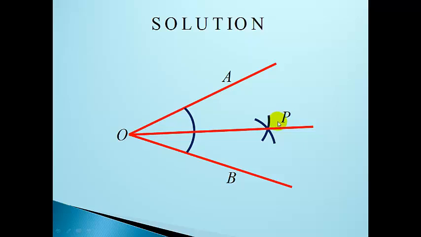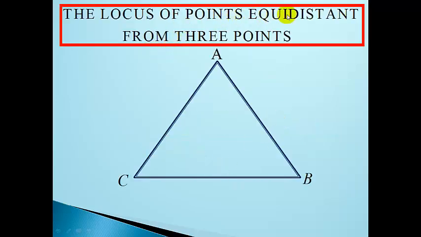Now the locus of point equidistant from 3 points. So a triangle has 3 points, that is 3 vertices. We have A, B, C. How do we construct a locus of point equidistant from 3 points?